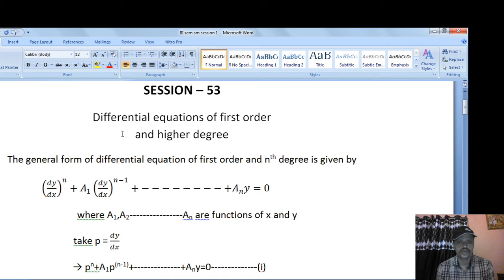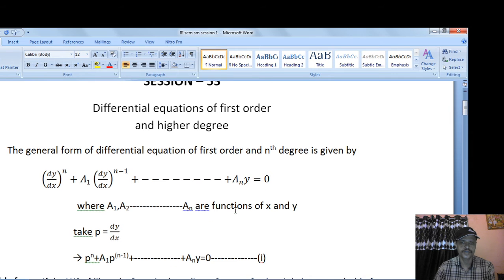Before seeing the solutions of this type of equations, let me give the general form. The standard form of differential equations of first order and nth degree is like this: (dy/dx)^n plus a1 into (dy/dx)^(n-1) plus etc. plus an into y is equal to 0, where a1, a2, etc., an are the functions of x and y. These are the terms in x and y.